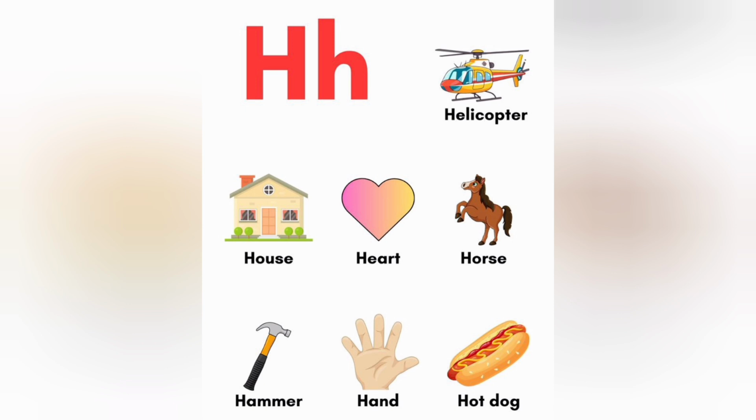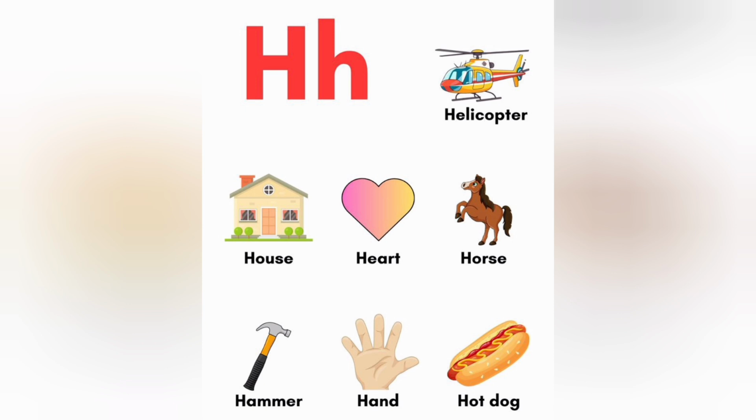This is letter H. H sound H and H for helicopter. H for house. H for heart. H for horse. H for hammer. H for hand. H for hot dog.